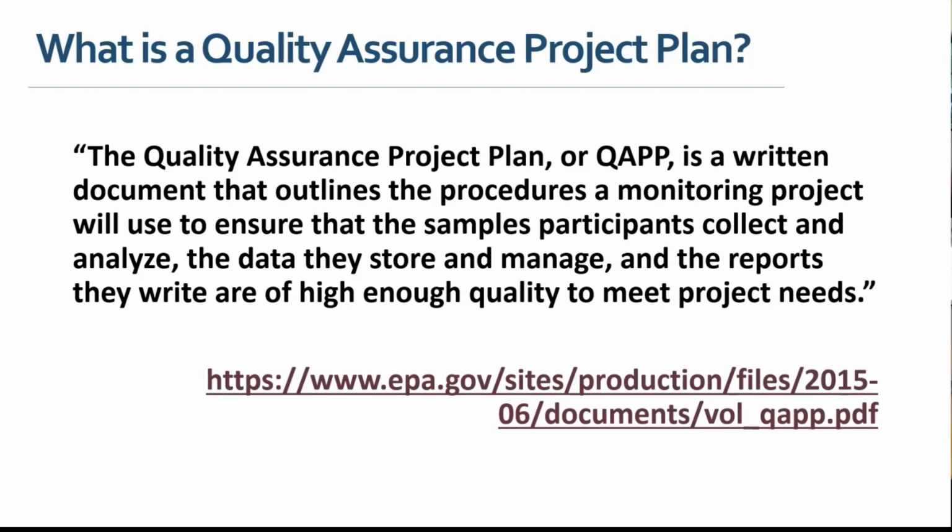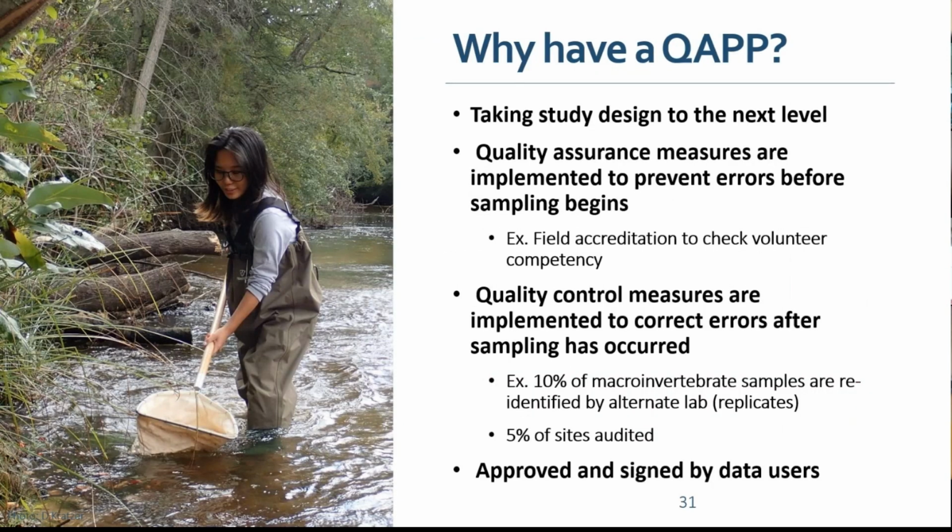As I gave examples of our tiers, data projects are valid, they just have different uses depending on what the project's goals are. So by having a quality assurance project plan, you're taking that study design to the next level. Some examples are that we want to prevent errors before the sampling begins by thoroughly training you and doing the accreditation to check the volunteer competency in performing the stream assessments. And then quality control measures are implemented to correct errors after sampling has occurred.